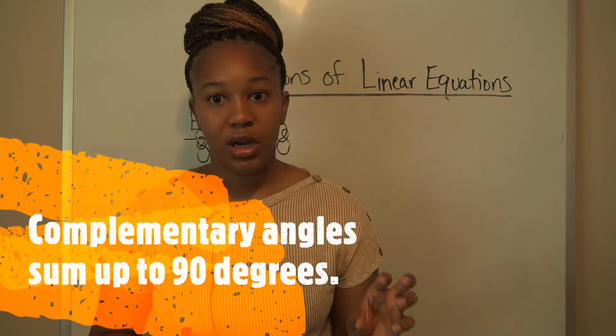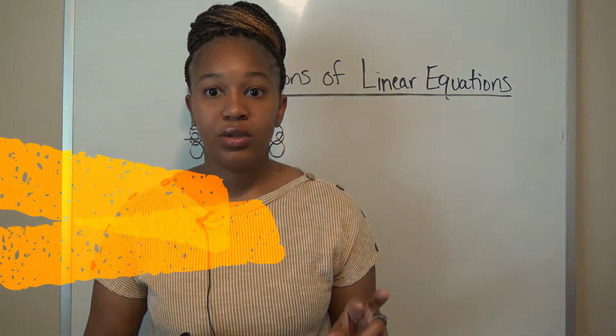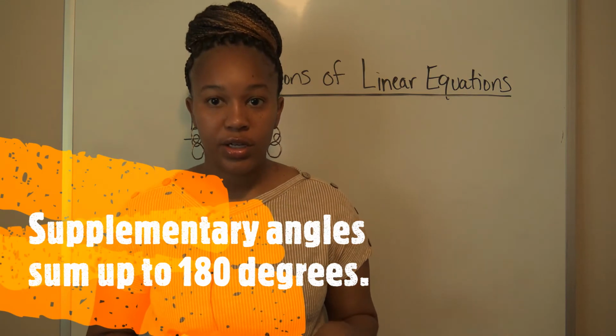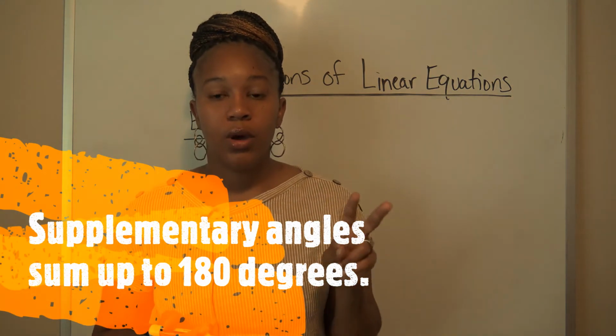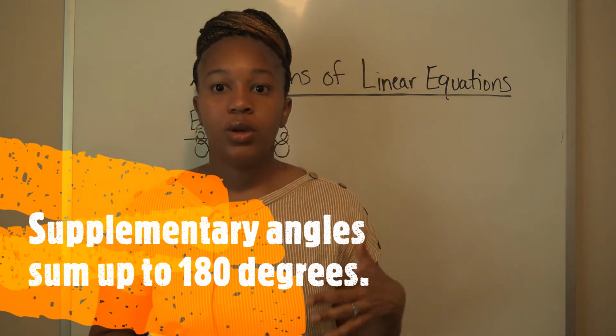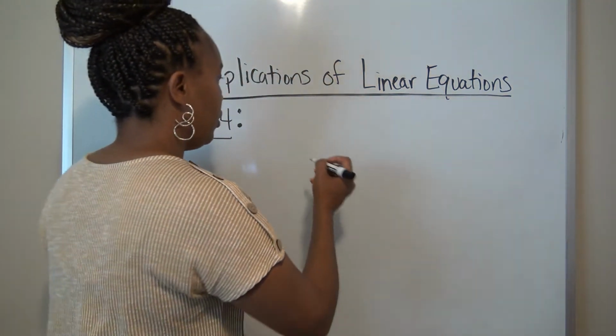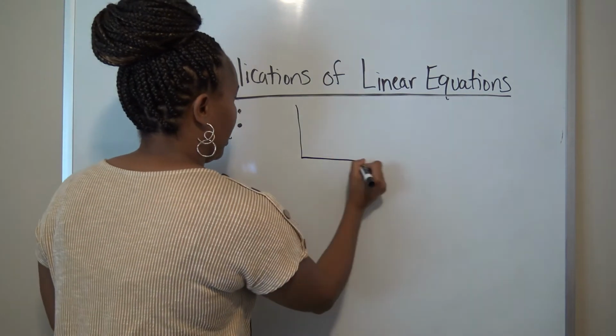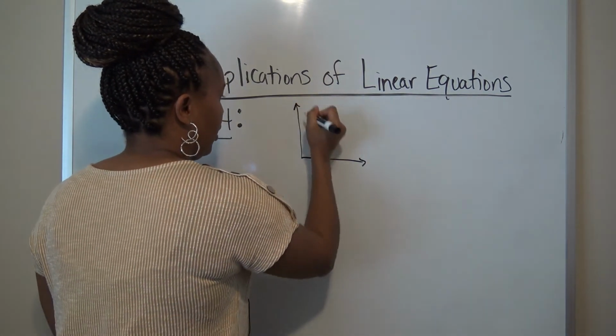Supplementary, which is another term you'll see, means that the sum of the two angles is 180 degrees. So complement, you have two angles who add up to 90 degrees. Supplement, you have two angles that add to 180 degrees. So we want to find the measure of an angle whose complement. So complement, since it adds to 90 degrees, I'm going to draw a 90 degree angle here.